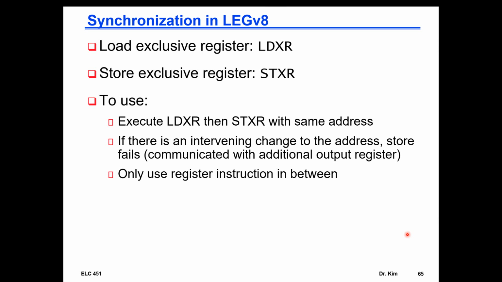And that's why it's important that these things are part of the ISA, because they become policies and rules that the compiler needs to be aware of to be able to compile code that runs correctly on the processor. I'm referring to the last bullet. Only use register instructions in between. So the compiler knows that only register instructions can be used between these two instructions. No access to memory in between them. So that aids with the data race issue.